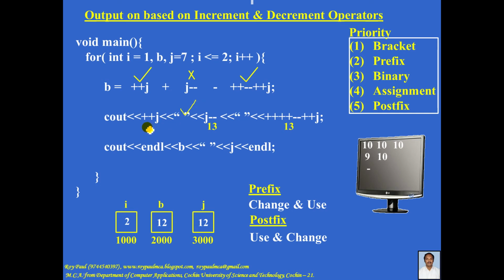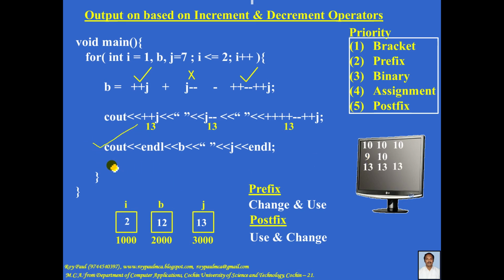Now space, this is prefix. It comes along with output operator, change and use. So first change, plus plus J, J contains 12, so plus plus 12, your J becomes 13 because change always in the memory. After change, use it for output operator, which means in the computer's monitor at this point you get 13. So your next line of output is 13 space 13 space 13. Your cursor is here, so answer 13, 13, 13.